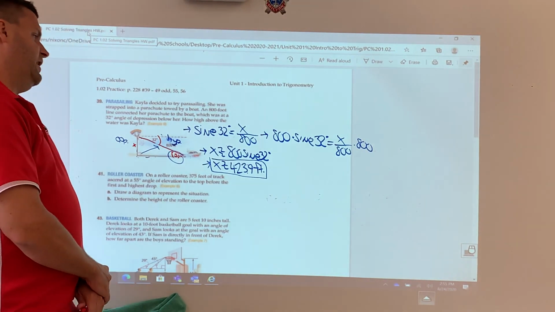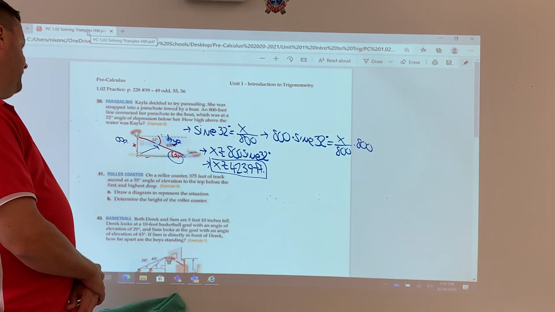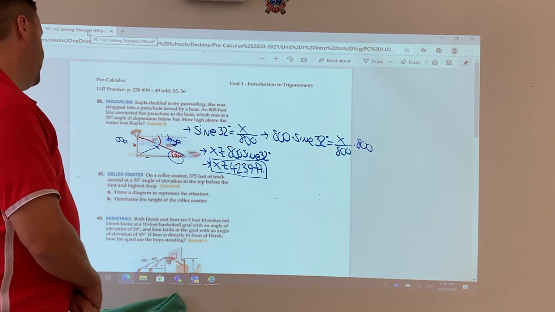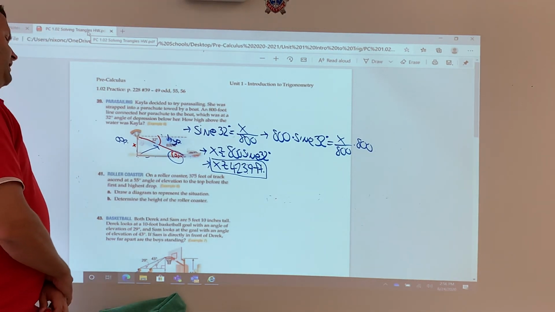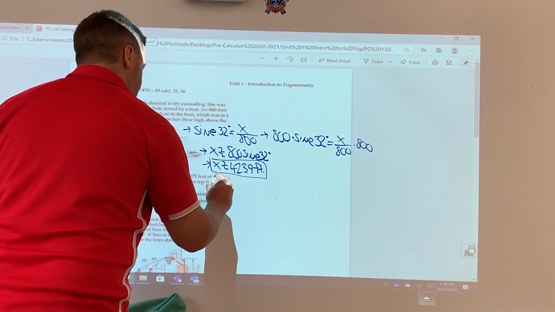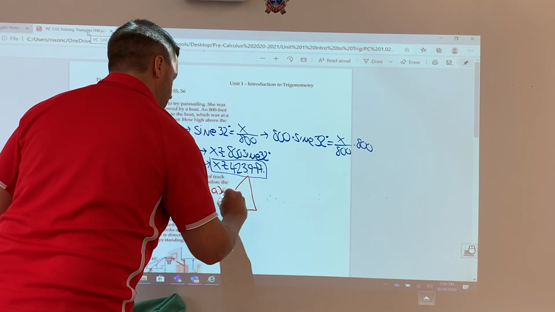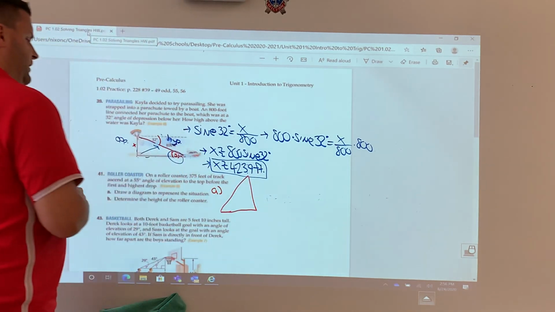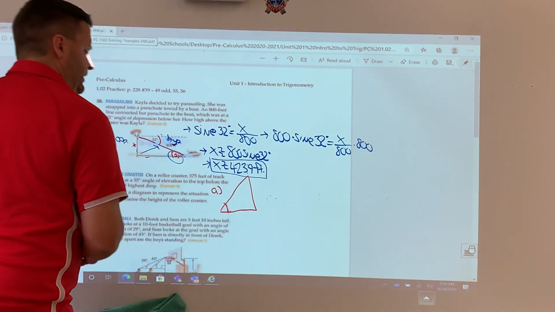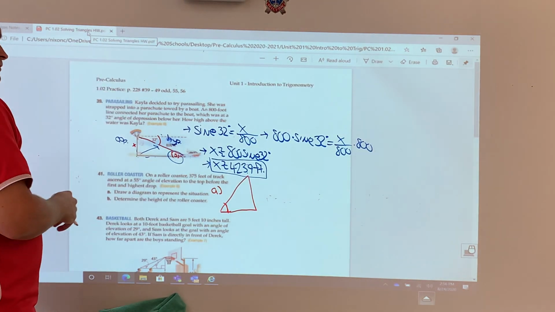All right, so that's how you approach that with the angle of depression. Let's look at 41. On a roller coaster, 375 feet of track ascend at a 55-degree angle of elevation. Okay, so for A, it wants me to draw the picture. All right, so there's my triangle. Angle of elevation is right down there because I'm looking up. I'm getting ready to ascend on the roller coaster.